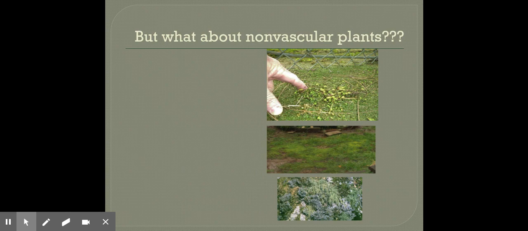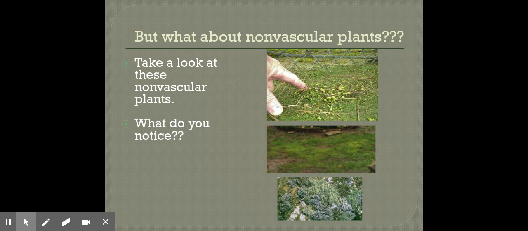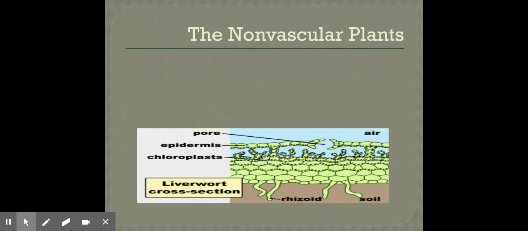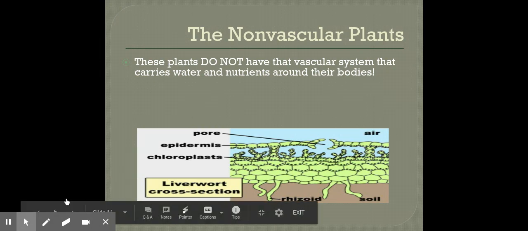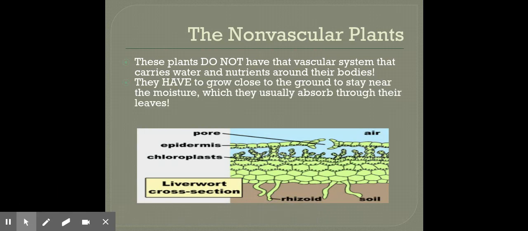But what about non-vascular plants? Do you notice anything about them? Take a look at these non-vascular plants. What do you notice? Indeed, they all grow close to the ground. Non-vascular plants do not have a vascular system that carries water and nutrients around their bodies. They have to grow close to the ground to stay near the moisture, which they usually absorb through their leaves because they do not have roots.